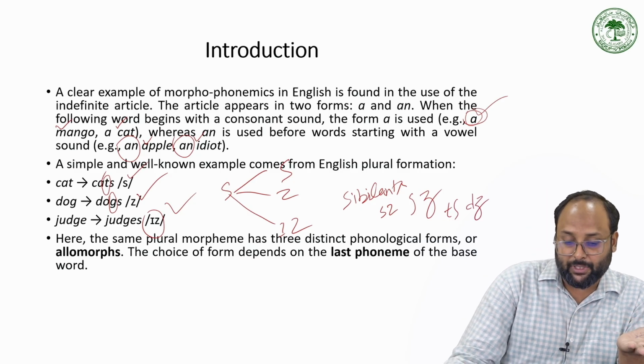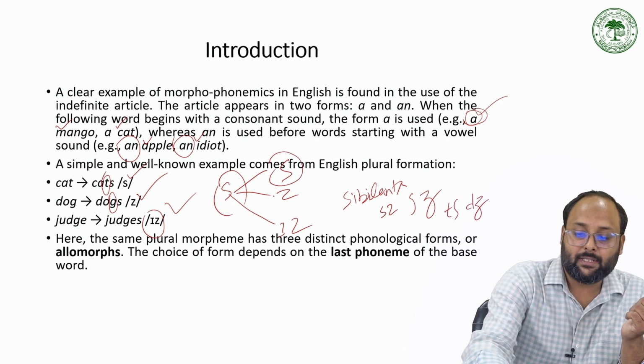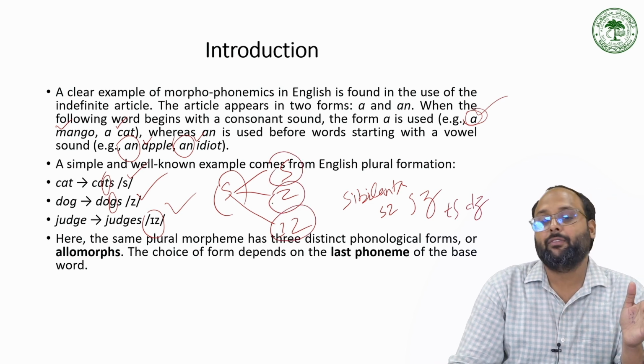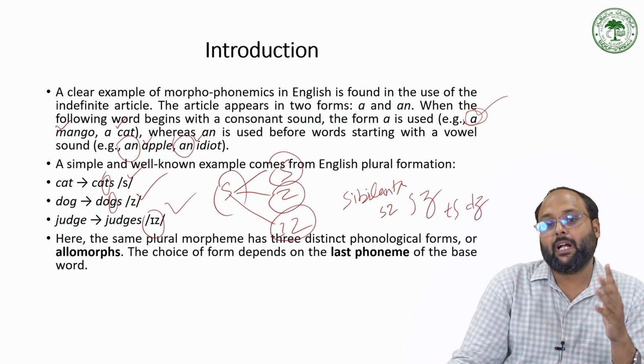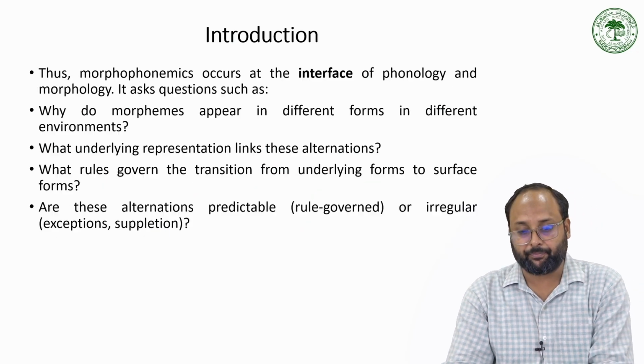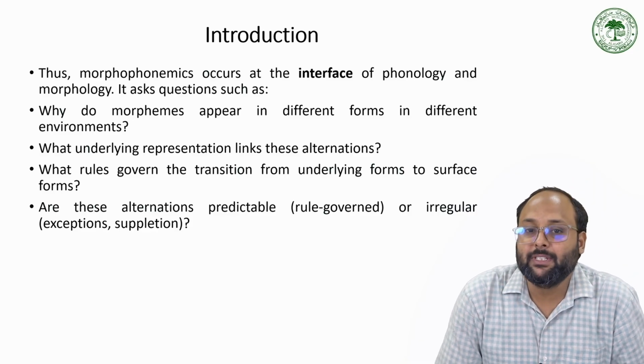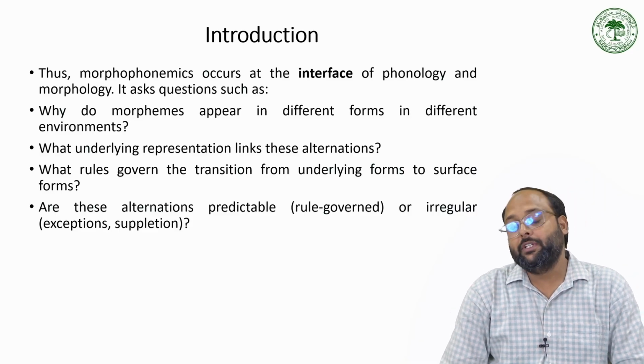So the allomorphs, like sa, the morpheme has three different realizations. So these are the allomorphs. These allomorphs have different representations in different environments. So that we have discussed. Thus morphophonemics occurs at the interface of phonology and morphology.